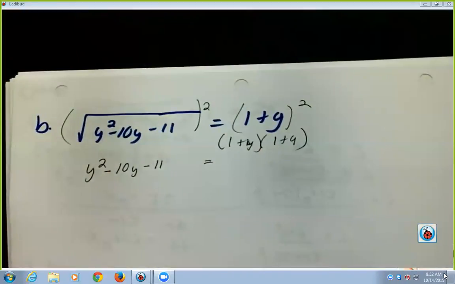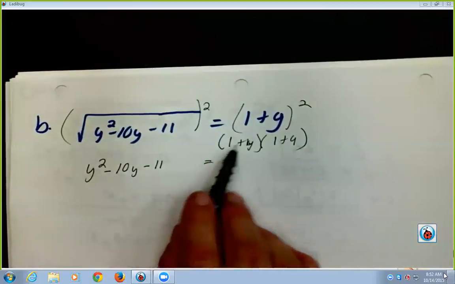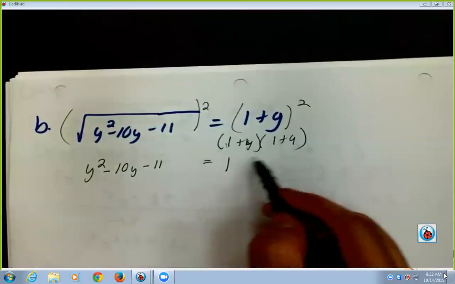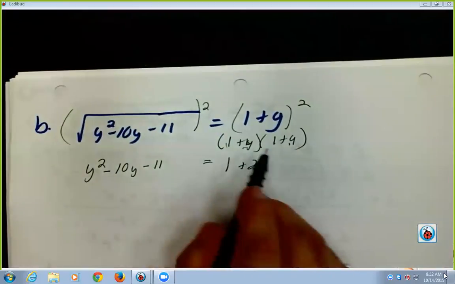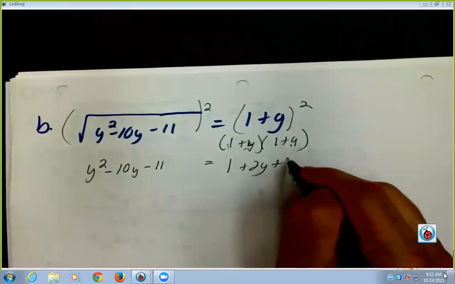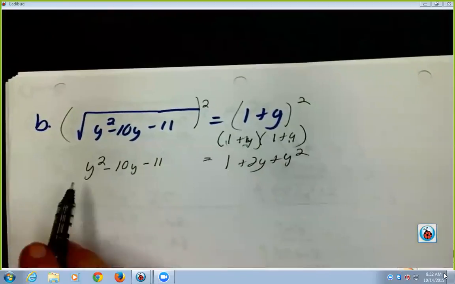I need to FOIL it. Don't just square the 1 and square the y. Not the right way to do that. 1 times 1 is 1. Y and another y is 2y. And a y times a y is a y squared. Get it set equal to 0.